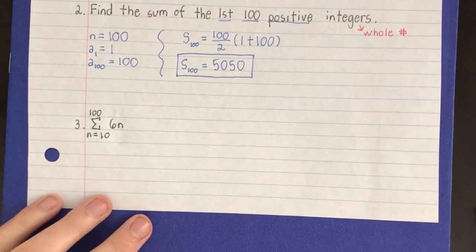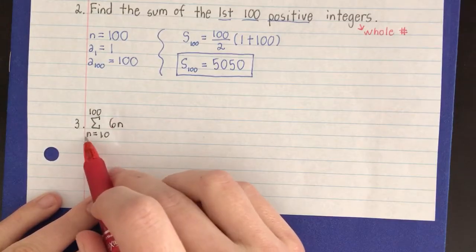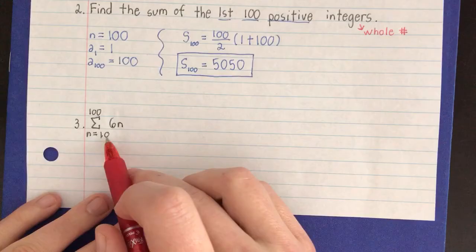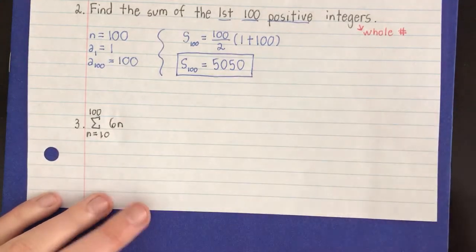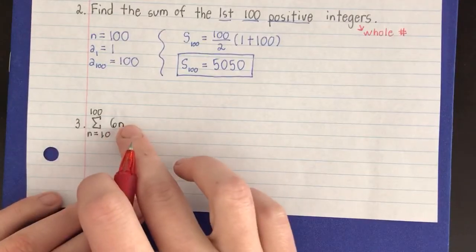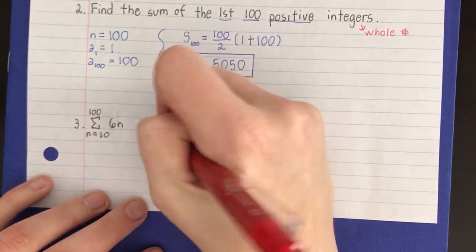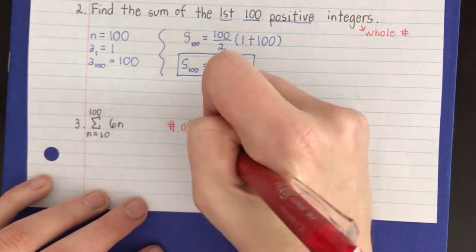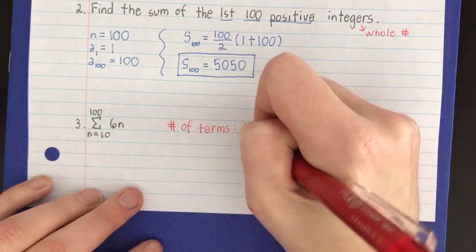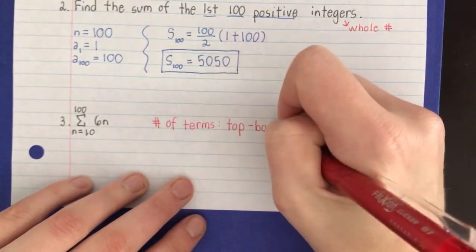So what we need to do first is find out the number of terms in between to get from plugging in 10 here all the way to plugging in 100 here, going 10, 11, 12, 13, etc. How many terms are there total in this series that we're going to add? Okay, so to find the number of terms, you're going to take the upper limit minus that lower limit.